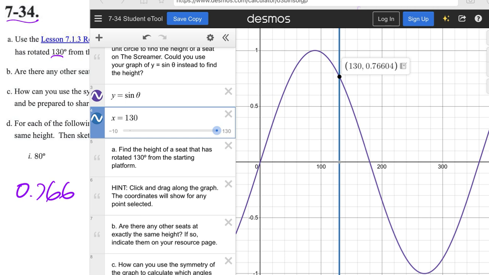So we've got our part A here. So now we're down to part B. It says, are there any other seats that have exactly the same height? So we are just going to look and go, hey, if I draw a line across here, I can tell that there's for sure going to be another one, probably right over here someplace. Then, hint, hint, this graph keeps going. So right over here, we're also going to find some that'll be that same height.